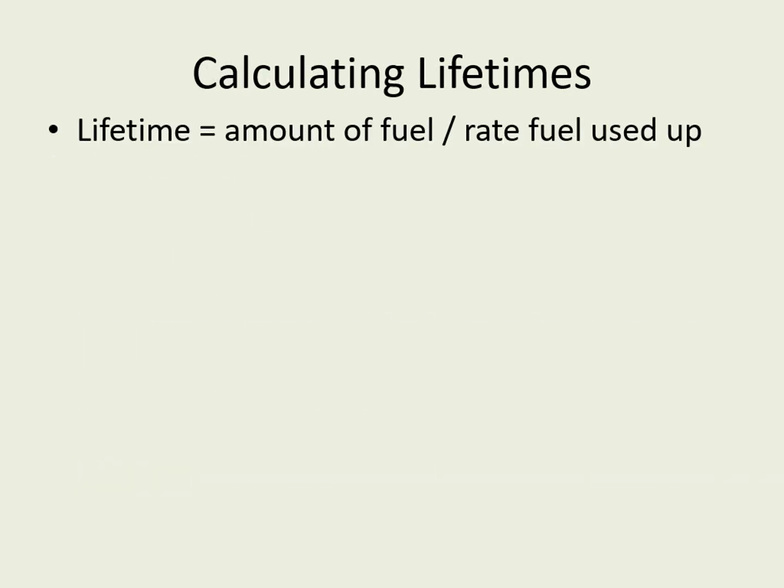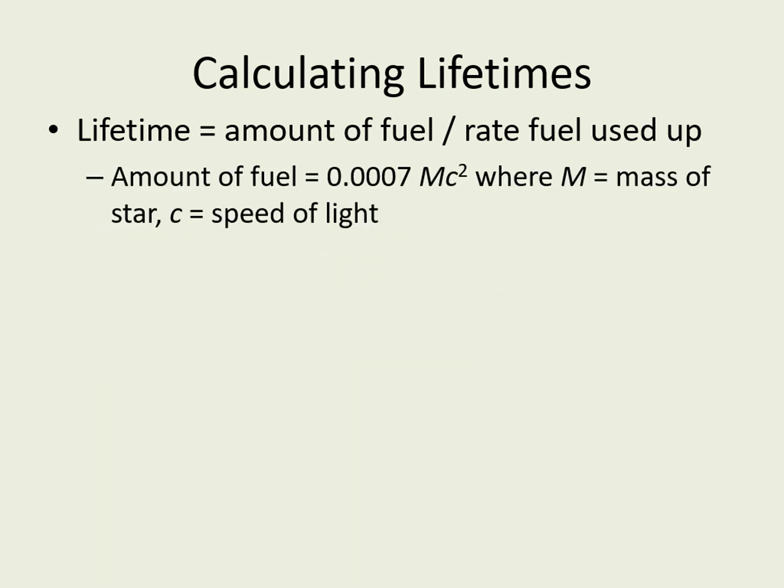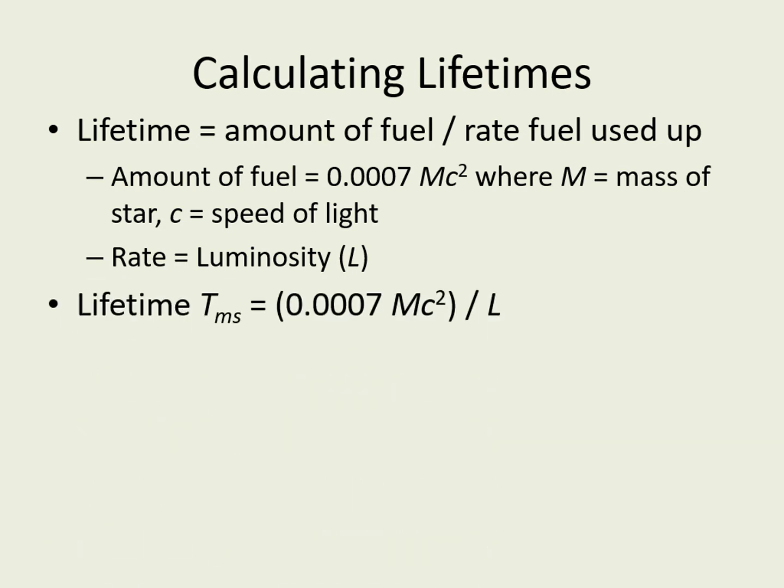A star's main sequence lifetime is the time it takes to use up the fuel in its core. We know how much fuel it has and how fast it's using fuel. So the time it would take is simply the amount of fuel divided by the rate it's using up the fuel. We just saw that the amount of fuel depends on the mass of the star. The rate it's using the fuel is simply the luminosity. So here's the main sequence lifetime of a star.